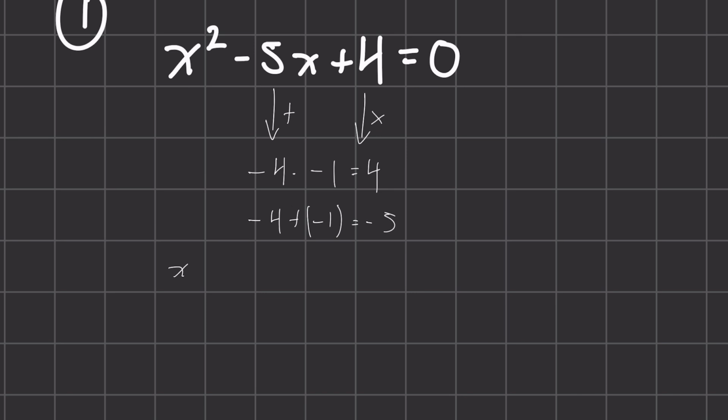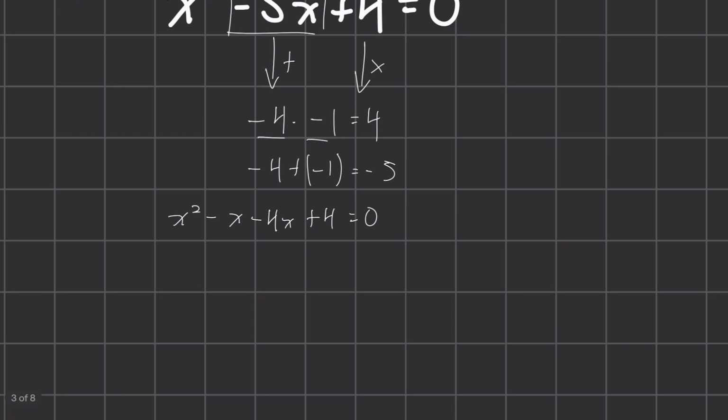So basically the procedure is you would write this middle number as a sum or a difference of these two numbers. So what I mean by that is, not these two numbers, I meant these two numbers. So basically it's going to be -4x minus 1x, because there's -1 there, plus 4 equals 0. It doesn't really matter which order you write it in. From here, you basically factor by grouping.